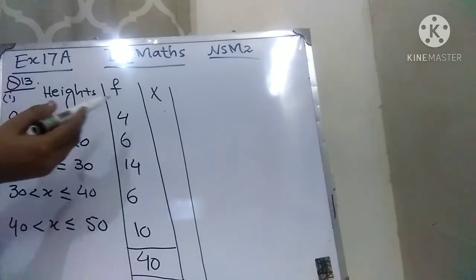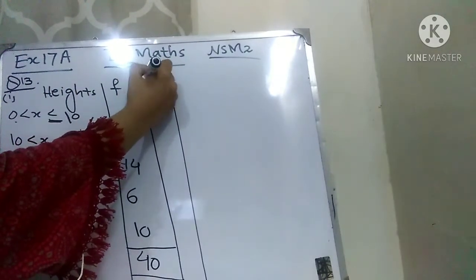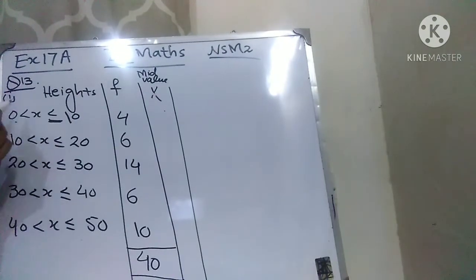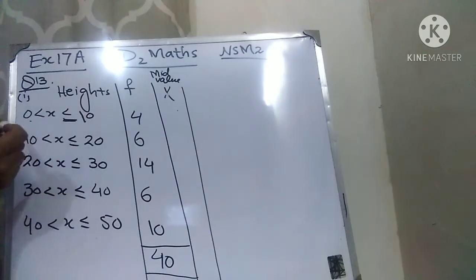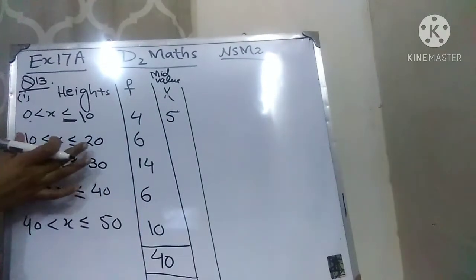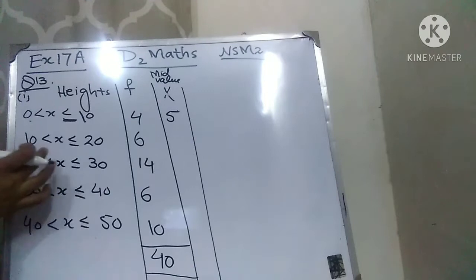So students, how you can find out x? X is basically the mid value of this range. How can you find out the mid value? You have to add these two values and you have to divide it by 2. 0 plus 10 is 10, and when you will divide 10 by 2, you will get 5. Find out the mid value. 10 plus 20 is 30, 30 divided by 2 is 15.